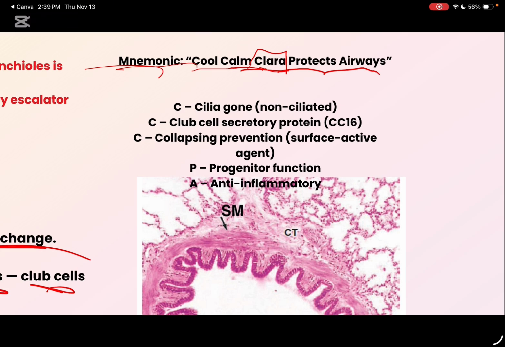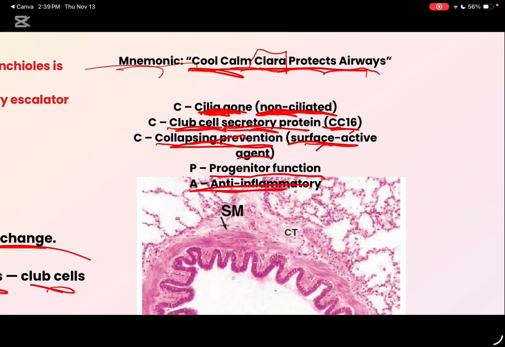We can indicate from this sentence that cilia is gone. So it means that it's non-ciliated, as I told you. And club cells secrete a protein, which is CC16, and it prevents collapsing by what? The surface active agent and progenitor function. Of course, anti-inflammatory.